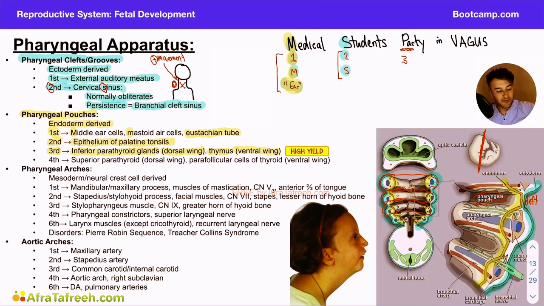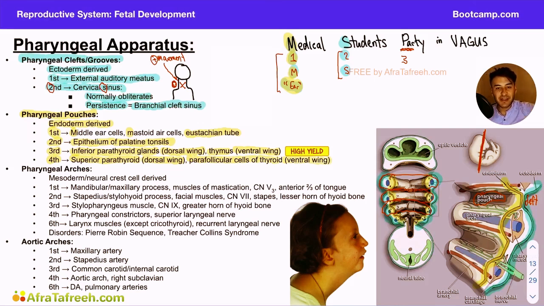Our next pouch is our fourth pouch, which is going to turn into our superior parathyroids, which come from the dorsal wing of the pouch. And the superior parathyroids I remember as being our fourth pouch because 4 is 1 more than 3 and superior is 1 more than inferior. And this is also where we're going to get our parafollicular cells of the thyroid, and these are going to come from the ventral wing.